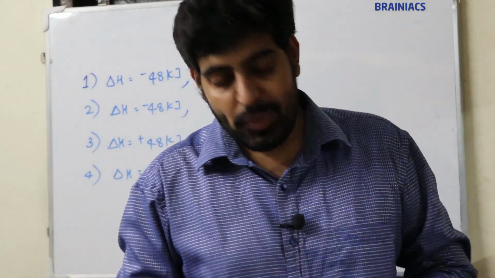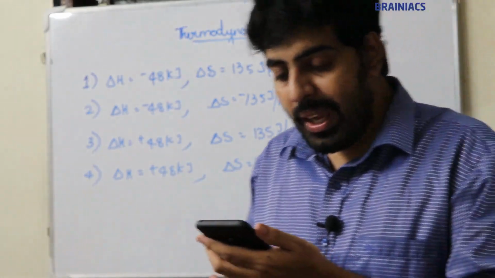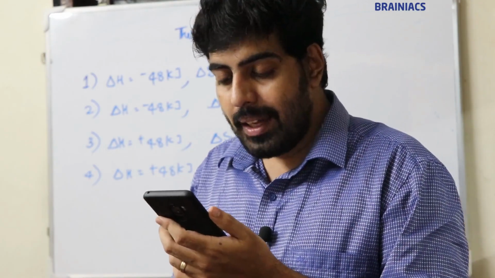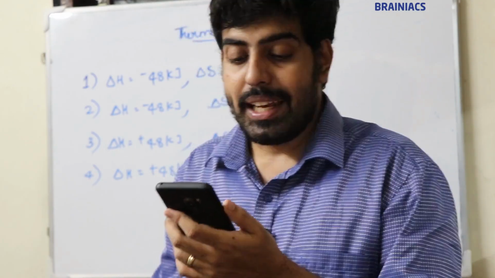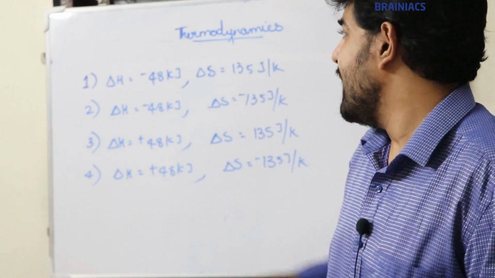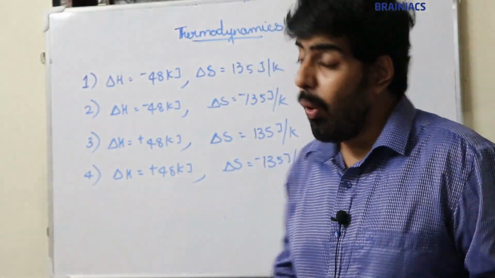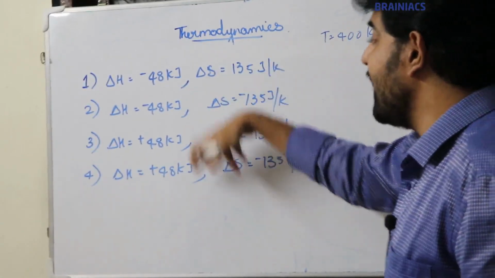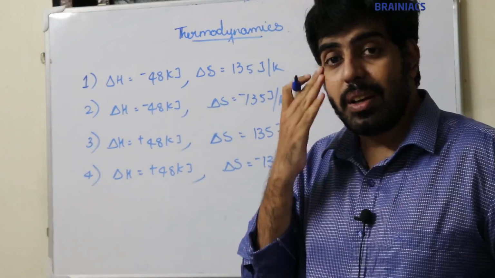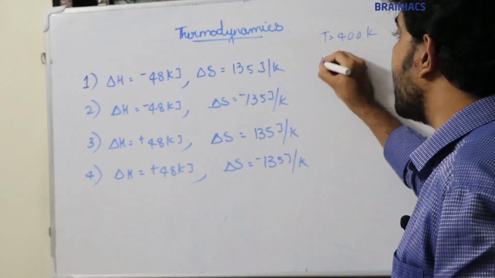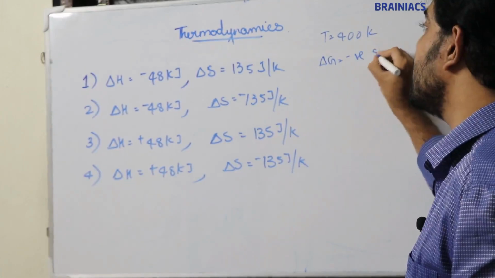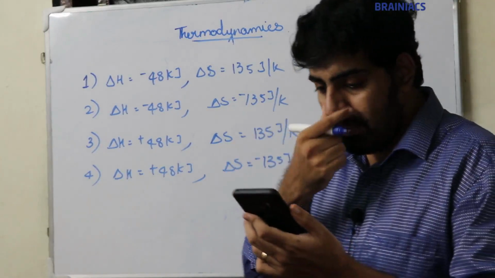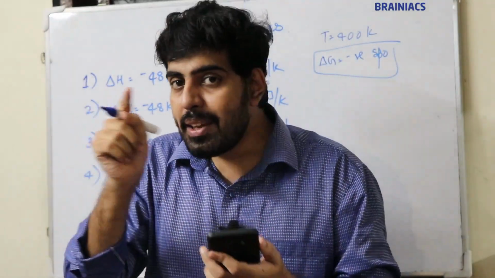Moving on to the next question. Which reaction with the following values of delta H and delta S at 400 Kelvin is spontaneous and endothermic? So here delta H value and delta S value are given at temperature 400 Kelvin. Which condition leads to a spontaneous process? That is, which condition leads to a negative delta G value? And here one more thing is given, spontaneous and endothermic.